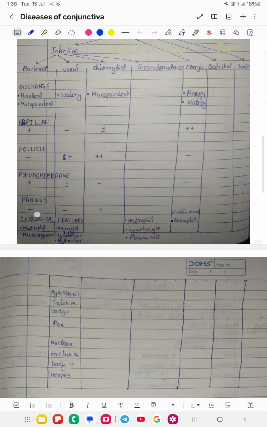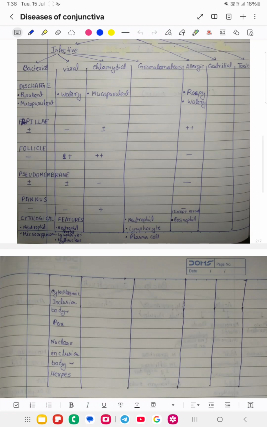Firstly, discharge. Discharge in bacterial conjunctivitis may be purulent or mucopurulent. In viral conjunctivitis, discharge is mainly watery in type. In chlamydial conjunctivitis, mucopurulent type of discharge is present, and in allergic conjunctivitis, ropey or watery discharge may be present. So, if ropey discharge is mentioned in the question, then it has to be allergic conjunctivitis, not any other type.